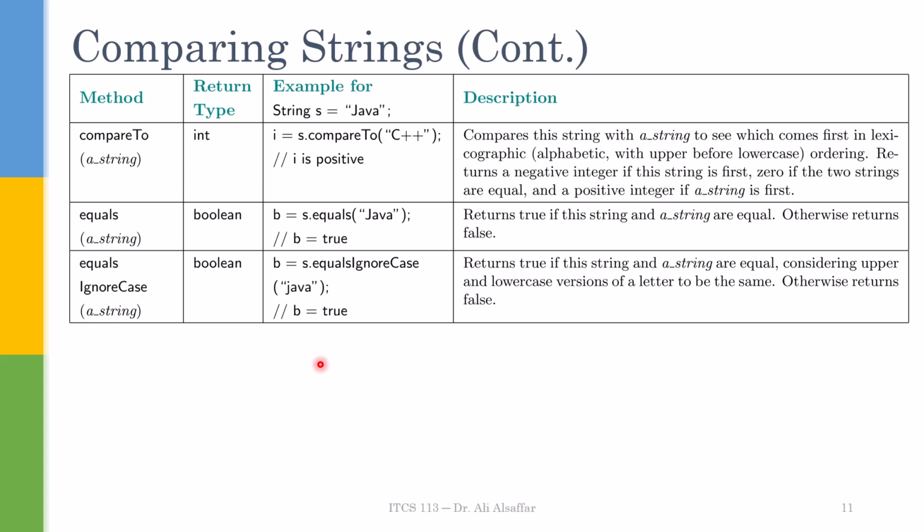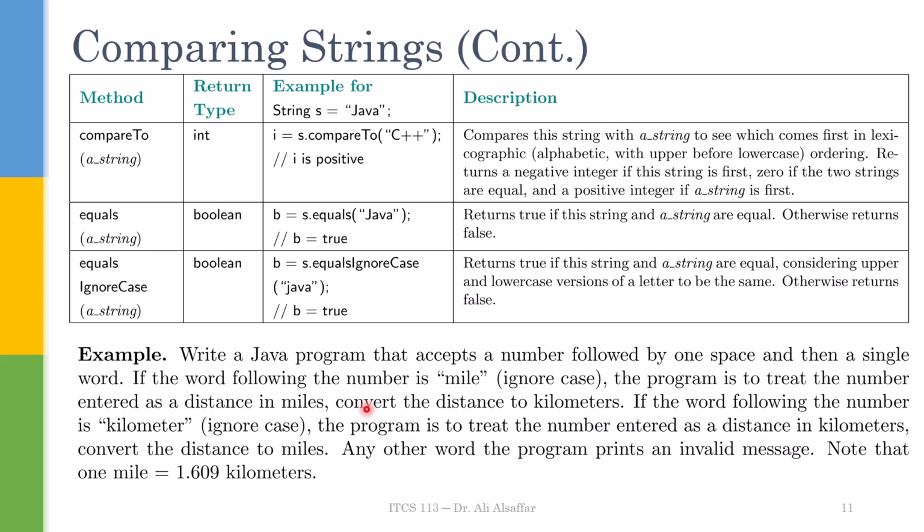Next, we are going to solve the following problem. Now let us read the problem, analyze it, and see what is input, what is the process, and what is output, and how to solve it. It says here, write a Java program that accepts a number followed by one space and then a single word.